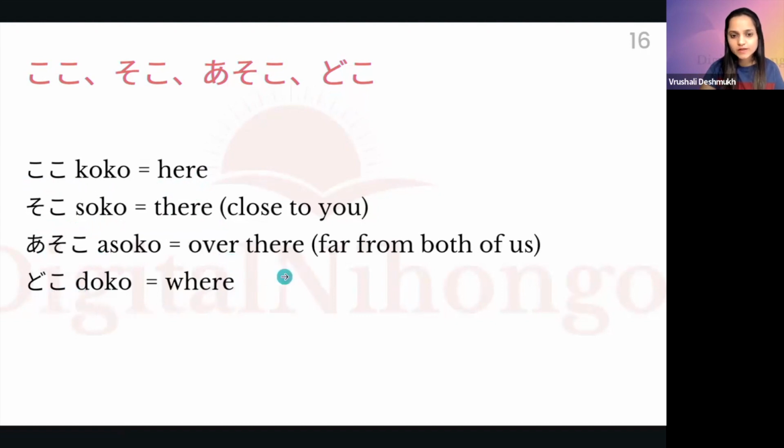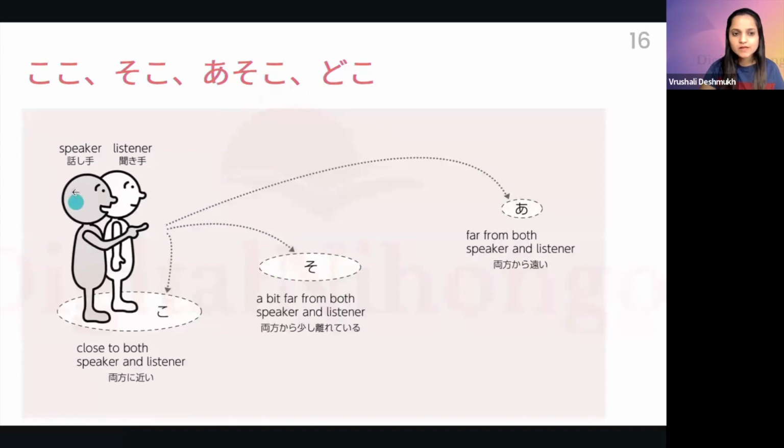Let's understand this better with this picture. Now this is the speaker and this is the listener. When the object is near to both speaker and listener, the speaker is going to use the word koko. When the object is away from the speaker, then the demonstrative used is soko. And when the object is away from both of them, then it is asoko. The question is doko.